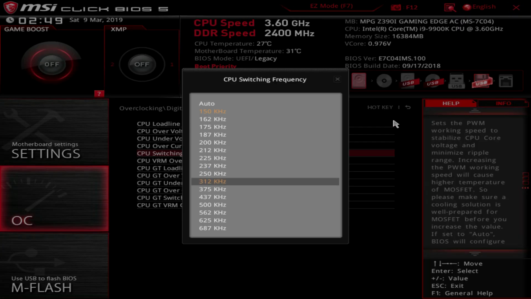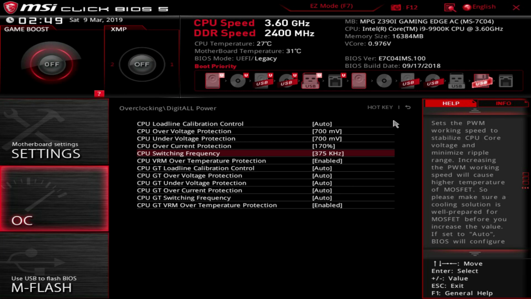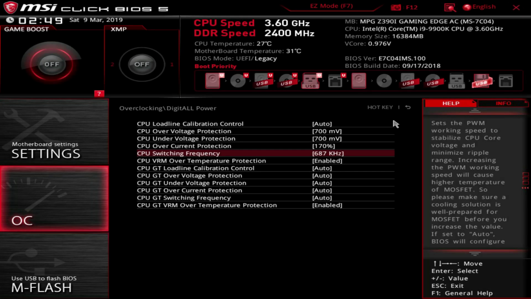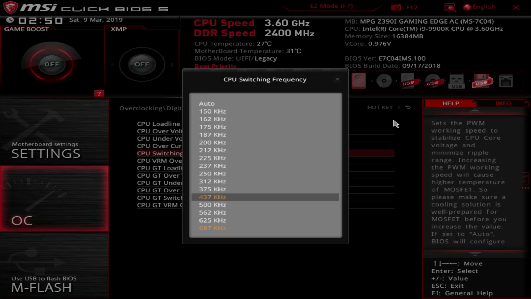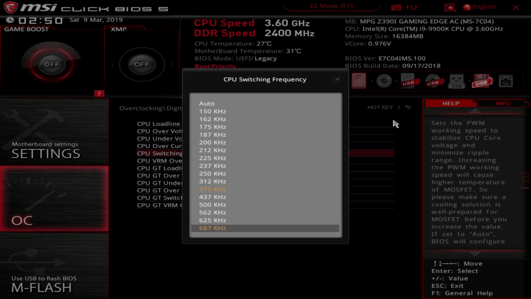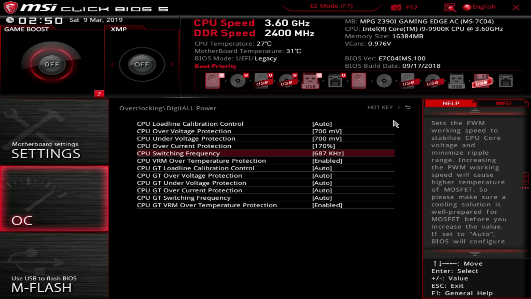So I've been testing at 375 kilohertz because that's a comparable switching frequency to the other ITX motherboard I've tested, which runs at 400 kilohertz on its 6-phase. This is also a 6-phase. So, anyway, going all the way up to like 687 kilohertz, already at 375 it's not exactly a cool running VRM. So at 687, it's just going to run stupid hot.